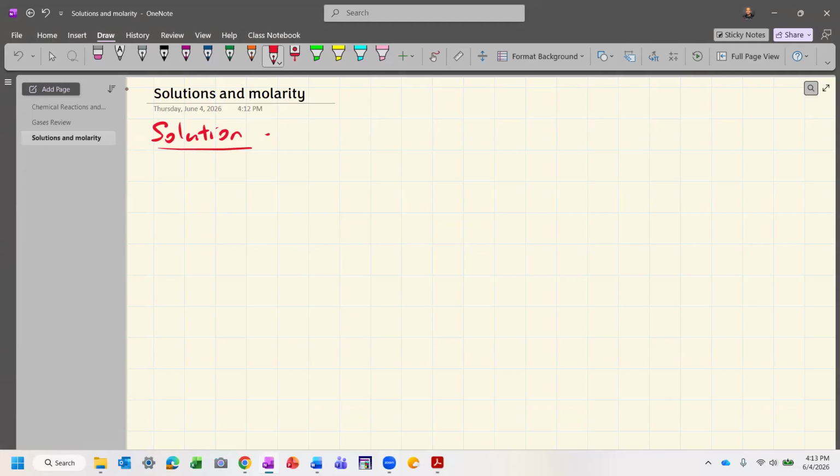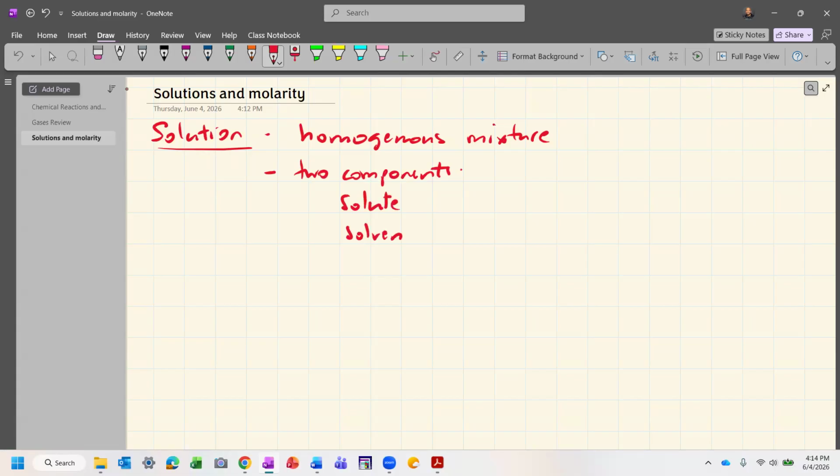Okay, and a solution is a homogeneous mixture. So we're going to have multiple pure substances that share the same physical space but are not chemically combined with each other. So a solution is composed of two components. We have what's known as the solute, and we have the solvent, right? So the solute is the component present in smaller amount.